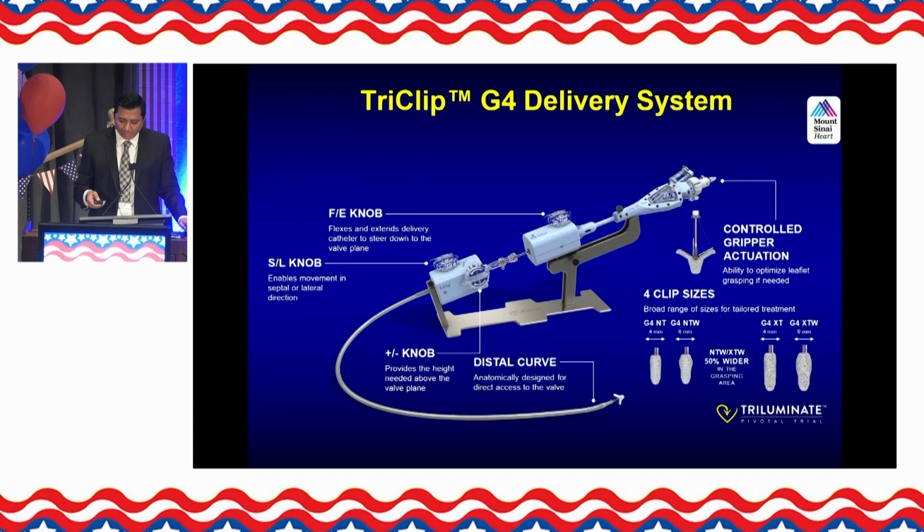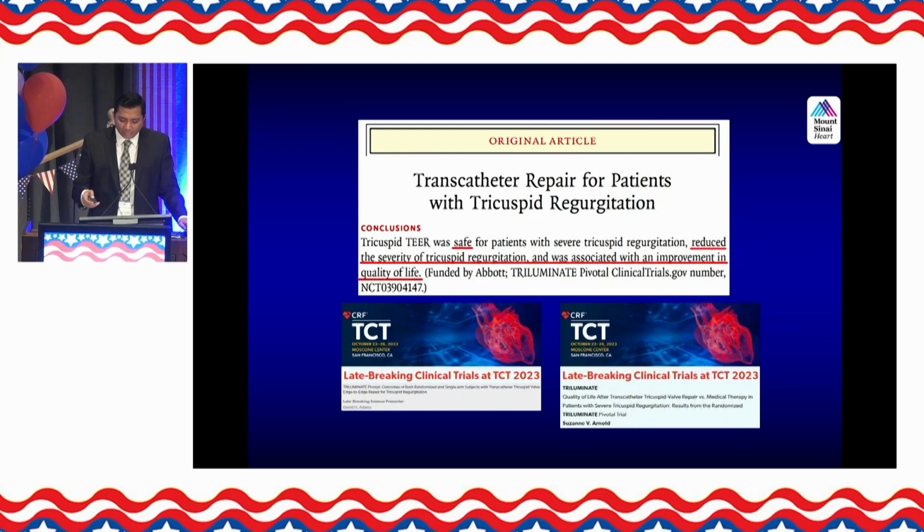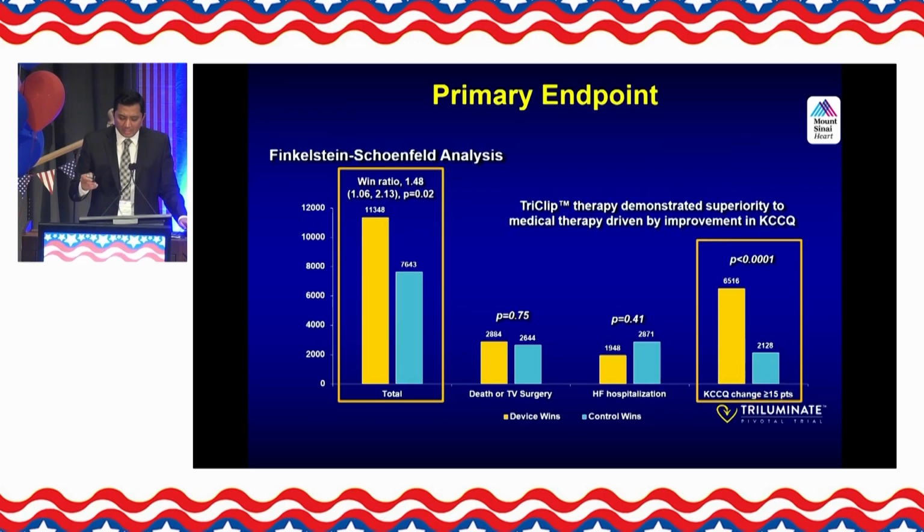So this is the TriClip system, which we use here. The trial that led to this is the TRILUMINATE trial. Even though it's FDA approved in April, this trial did not show an improvement in hard clinical outcomes, meaning that if you do TriClip, patients don't live longer. However, patients improve their quality of life. They can breathe better and walk a little extra. Their KCCQ, which is a quality assessment of the patients before and after the procedure, was the only thing that was significant by statistics.